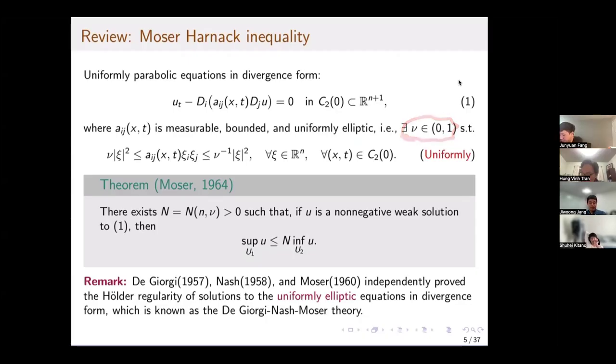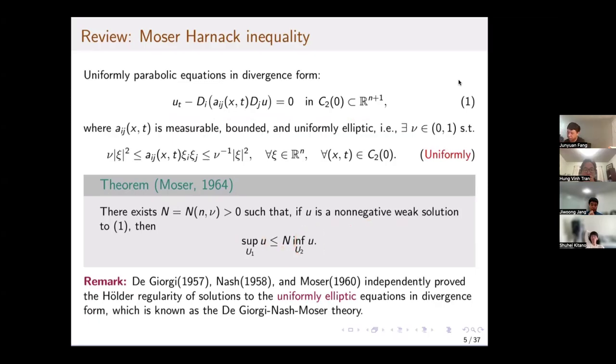Here nu is the ellipticity constant. That means it satisfies this condition, and it means the eigenvalue of Aij is bounded from below and from above for all the points in the cylinder. Okay, so in 1964, Moser says there exists some N only depending on the spatial dimension little n and the elliptic constant nu, such that if U is a non-negative weak solution to this equation, then the supremum of U in U1 will be bounded by this constant times the infimum of U.